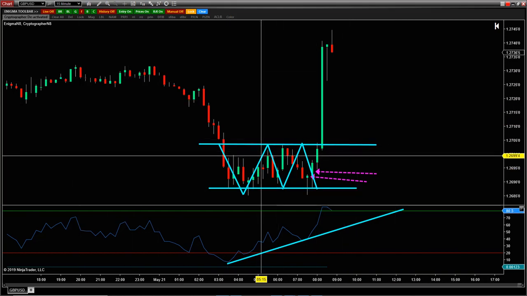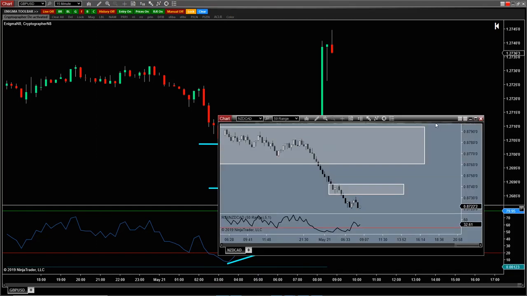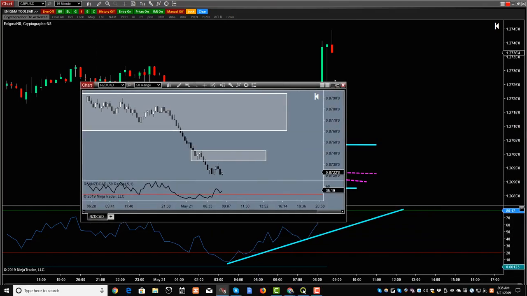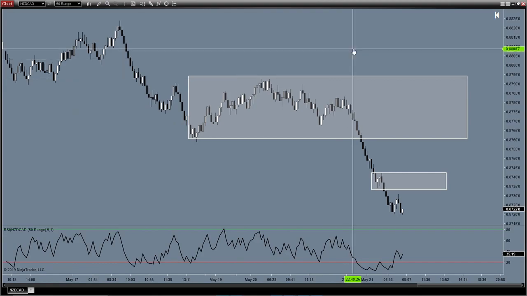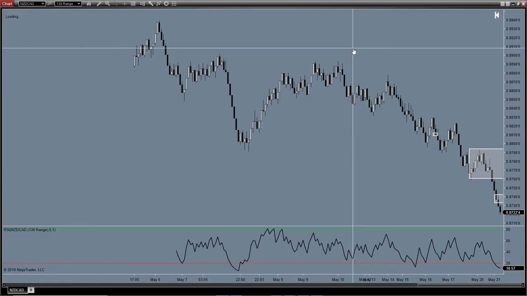And again, another way to look at this would be on a range bar chart. We'll just throw our New Zealand Canada away. 15-minute chart here, 12 range. Let's go to a 13 range bar chart. That's going to be equivalent to a 15-minute. ATR is a little bit weird here because of the most recent spike.